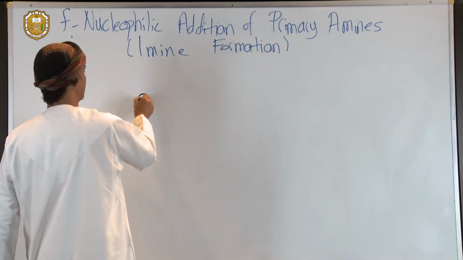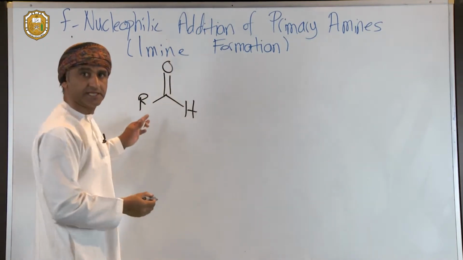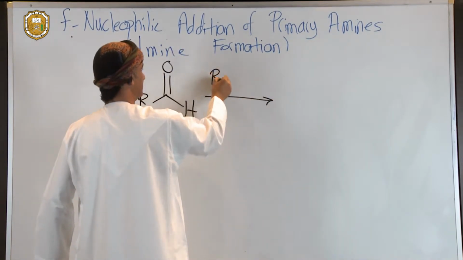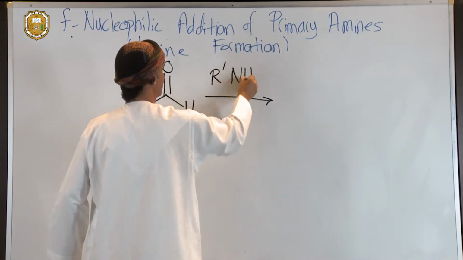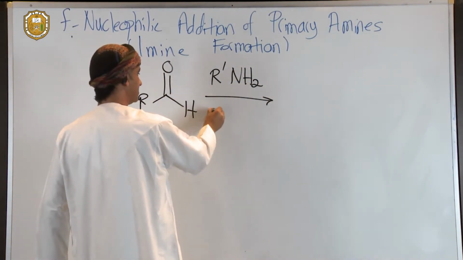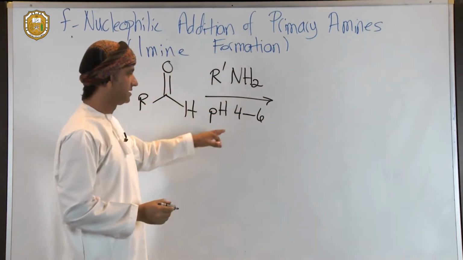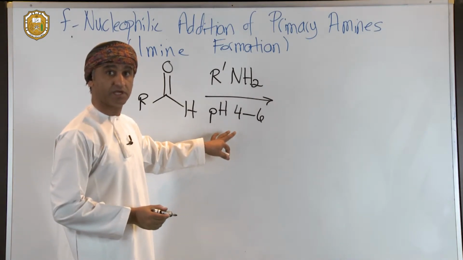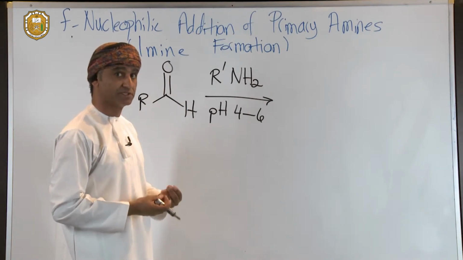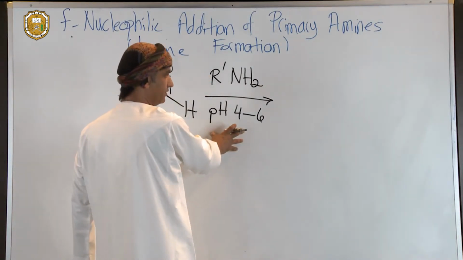So this is, for example, an aldehyde. If you react the aldehyde with a primary amine like that, or ammonia, even the simplest amine possible, under a pH of 4 to 6, and we will talk about the role of the pH or the acidity of the medium, if you like, in these reactions and the importance of that. So the aldehyde reacts with a primary amine at pH 4 to 6.